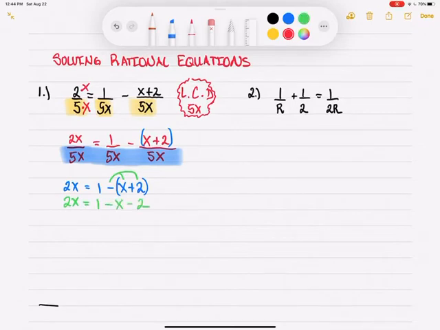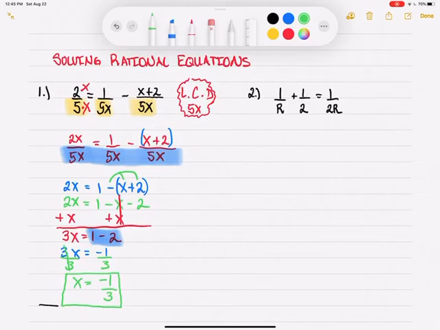To solve for x, I'm going to move this negative x over by adding it to both sides. I have 3x equals 1 minus 2, and I can just combine these as like terms. So I have 3x equals negative 1. Now to finish solving this, what I need to do is get x by itself by dividing both sides by 3. And x is going to equal negative 1 over 3.